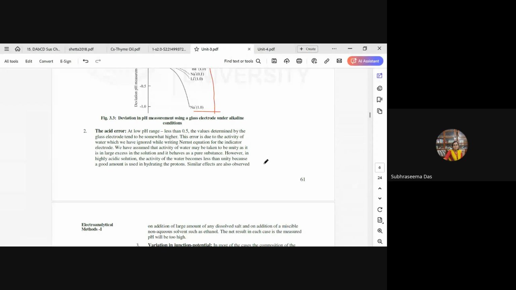Now coming to the acid error. Similar to the alkaline error, we have another error called the acid error, and it occurs in a very low pH range, that is less than 0.5. This error is due to the activity of water, which we have ignored during the representation of the Nernst equation.